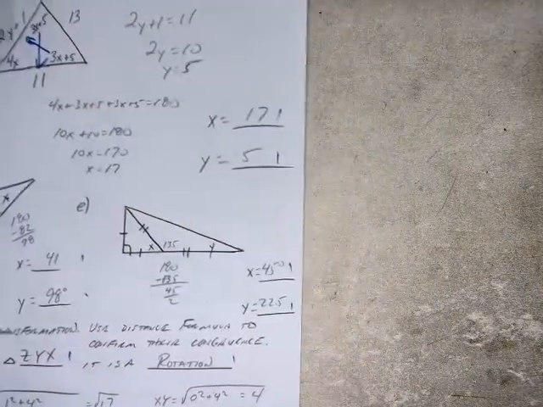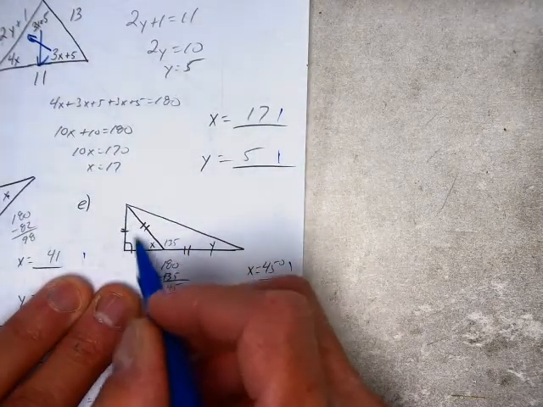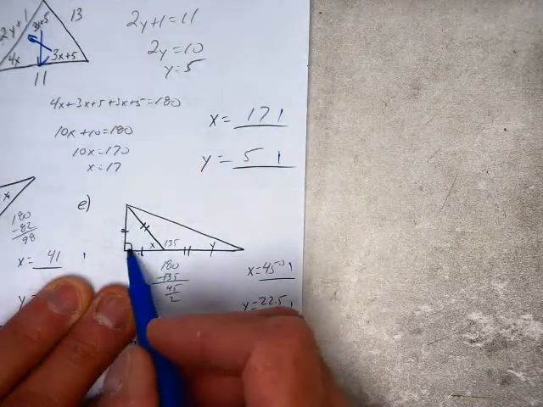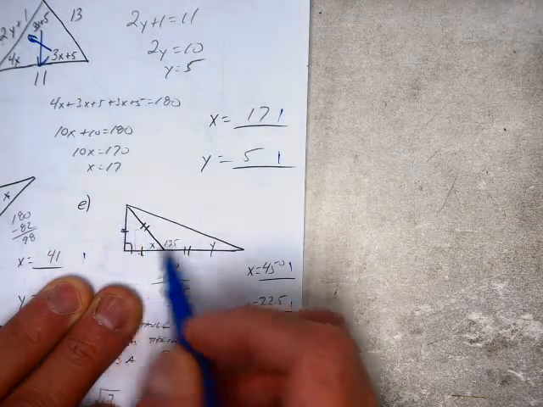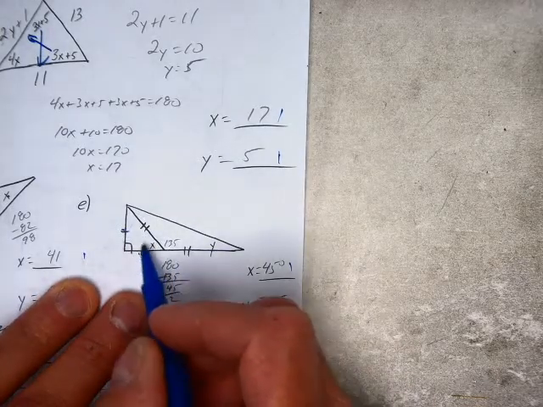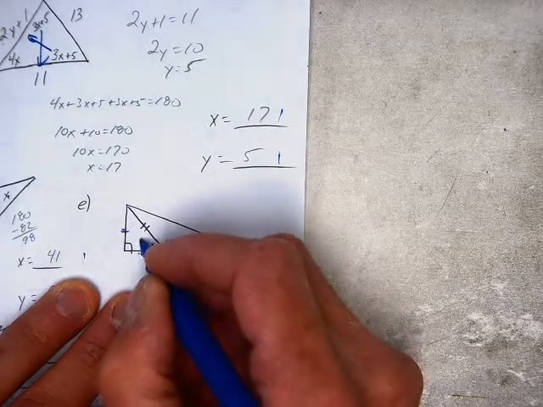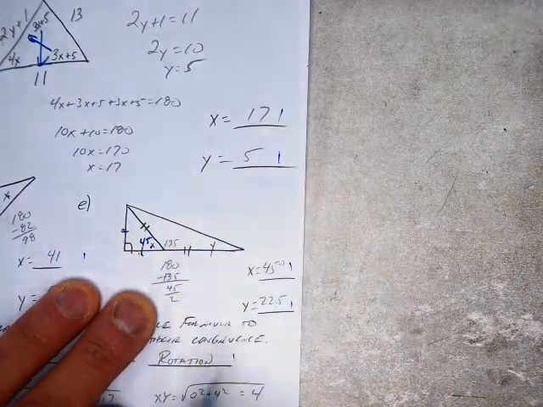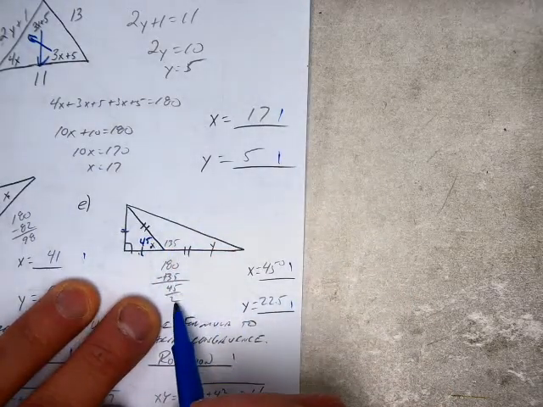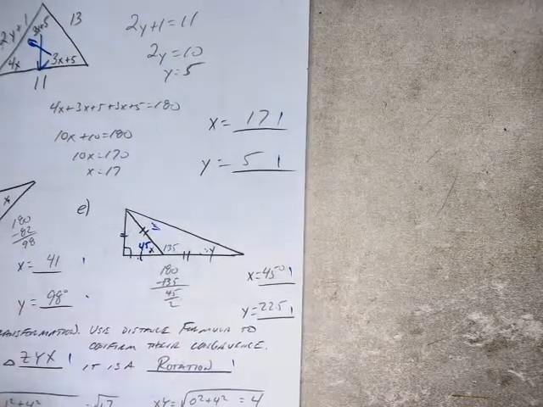E, okay. Since these two sides are the same, that's an isosceles triangle, 90, and this is 45 and 45. Okay, actually that's not right here. So that's 45, this is going to be 135. Then if I subtract that and divide by 2, that'll give me these two angles, if that's an isosceles triangle.